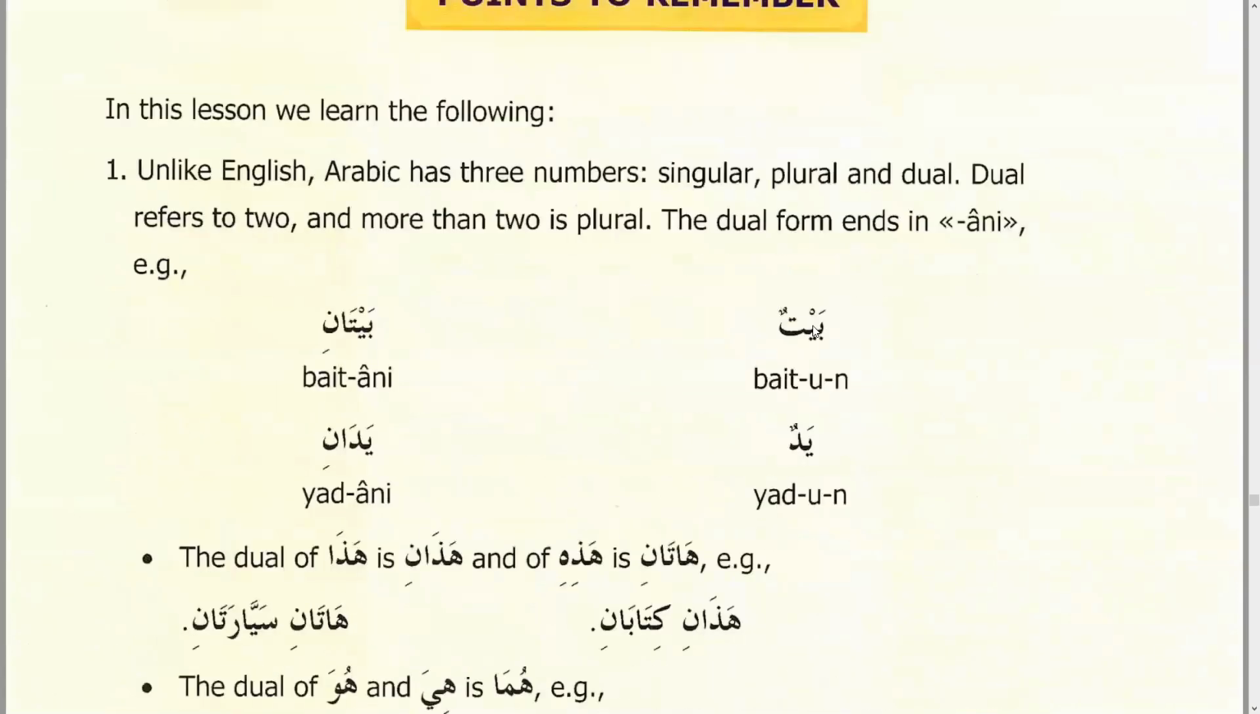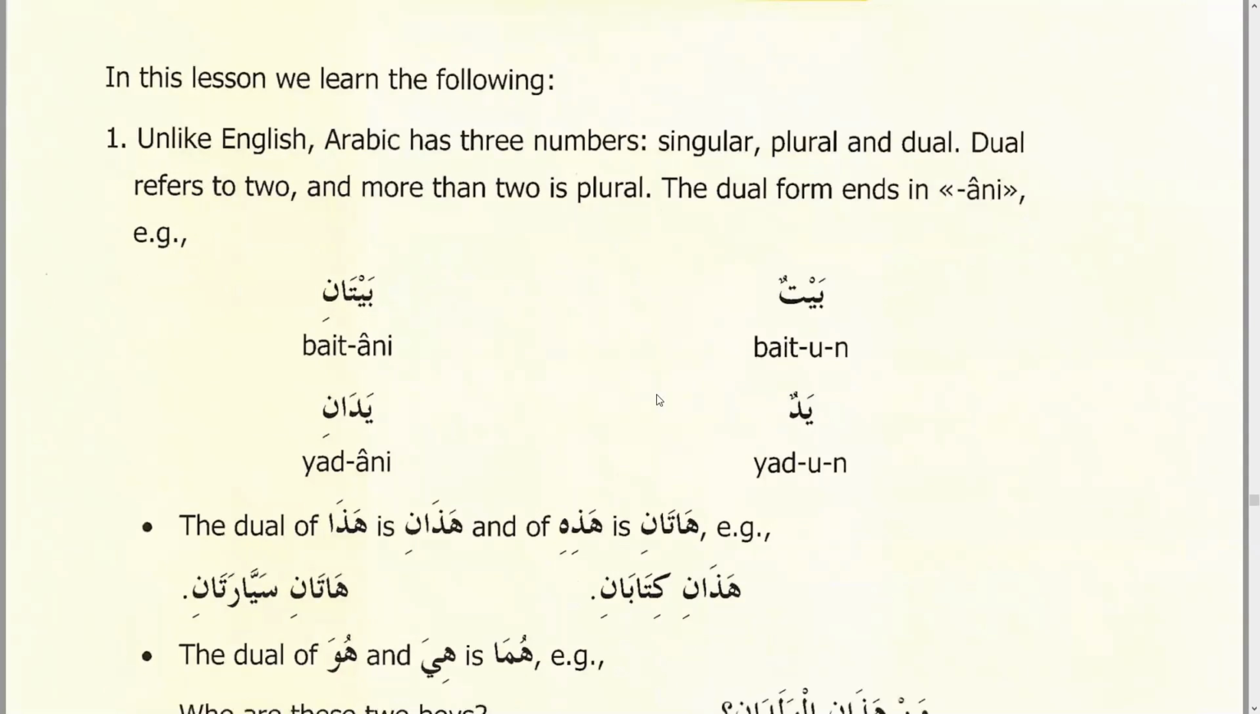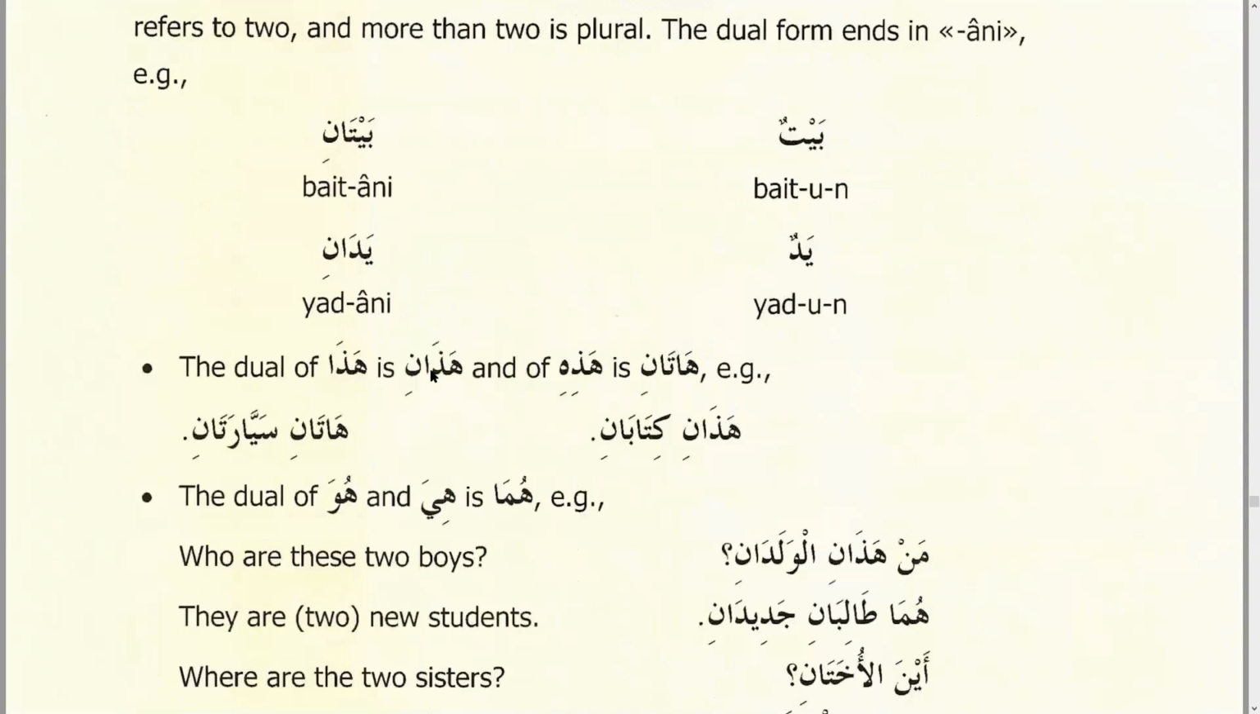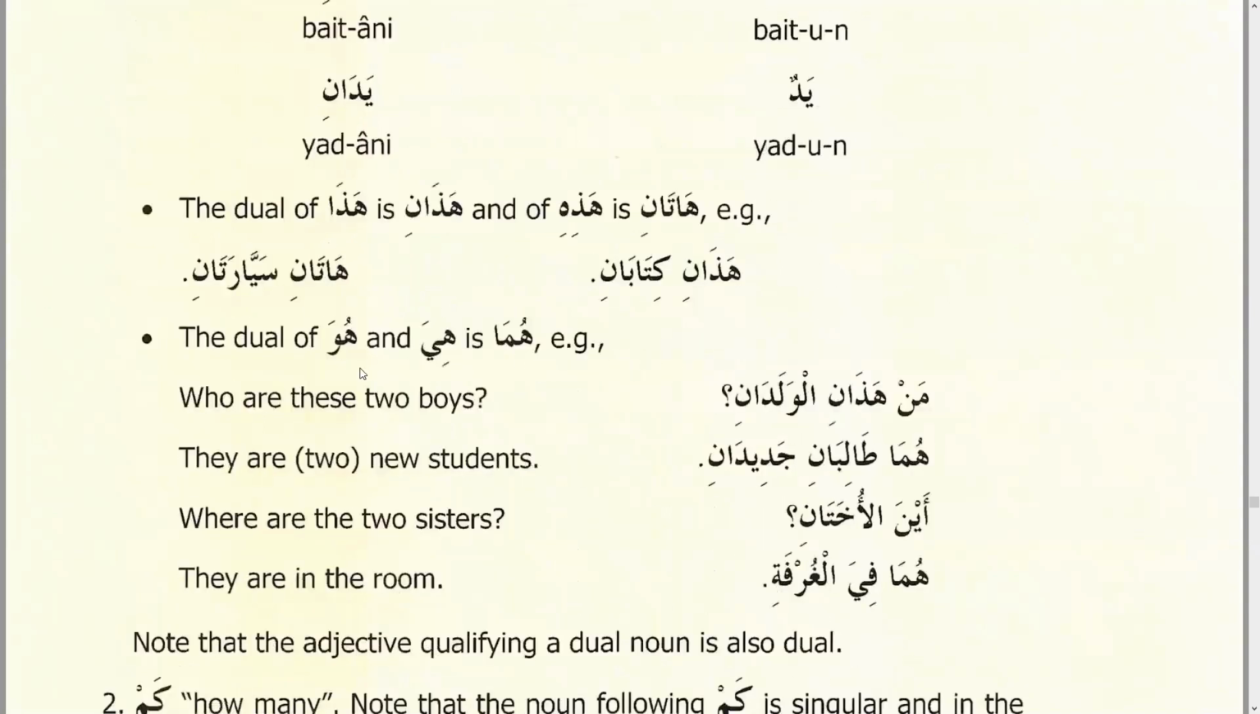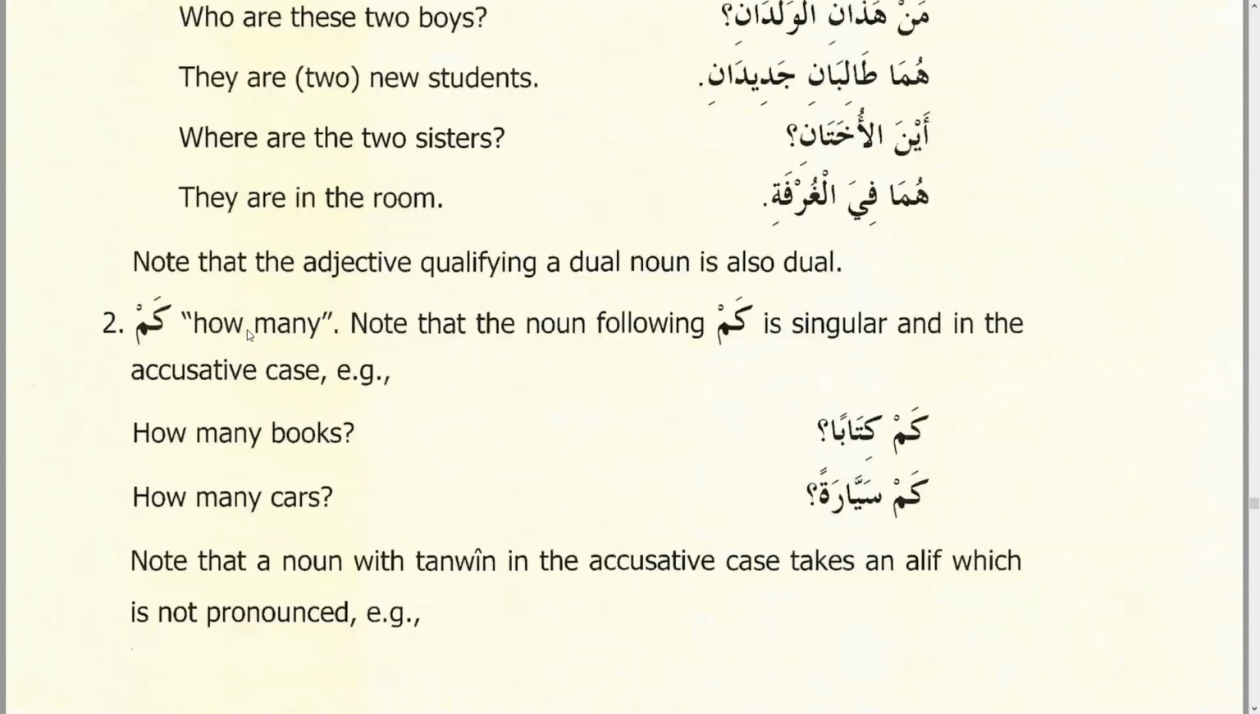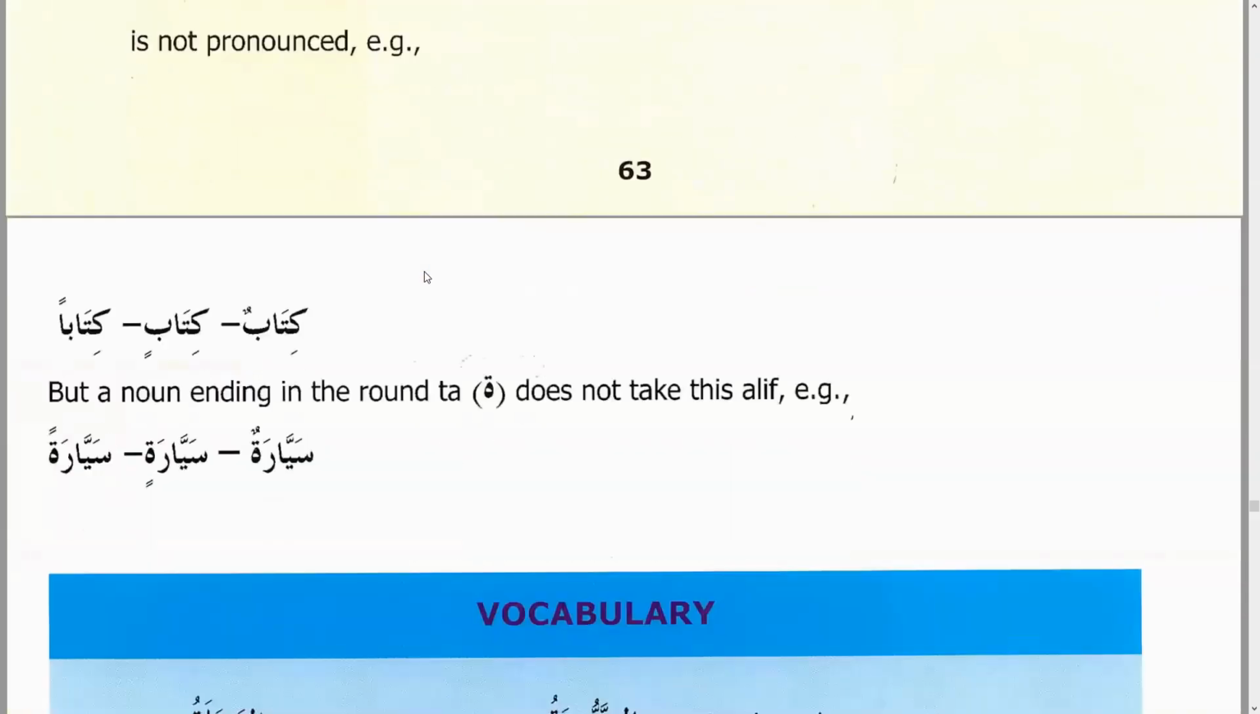So in this lesson we learned about duals. Baitun, baitani. Yadun, yadani. And hada is hadani, hadihi is hatani. This is what we learned. And we learned the dual of huwa and hiya, which is huma. Huwa is he and hiya is she, and this is huma. And we learned kam, which means how many, and the word after it is singular and in the accusative case, which is mansub. That's it.